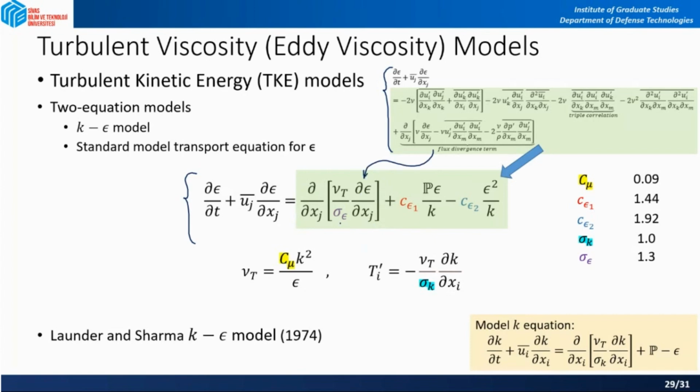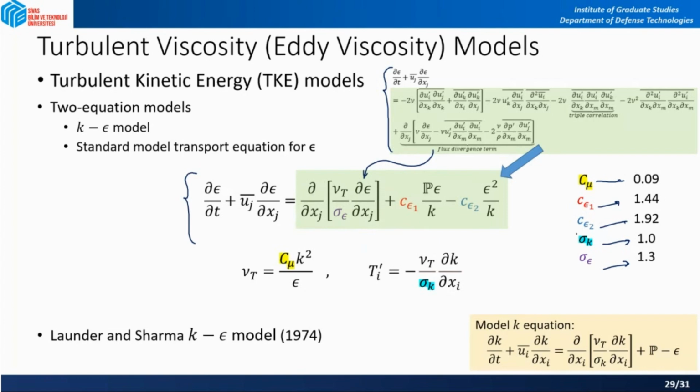So it is nu_t over sigma_epsilon times d epsilon/dx_j. And again, it is similar to what we just got for the K equation in terms of the gradient diffusion hypothesis. So this equation is in fact entirely empirical, because you need many constants in here. See, these are all C_mu, C_epsilon1, C_epsilon2, sigma_k, sigma_epsilon.